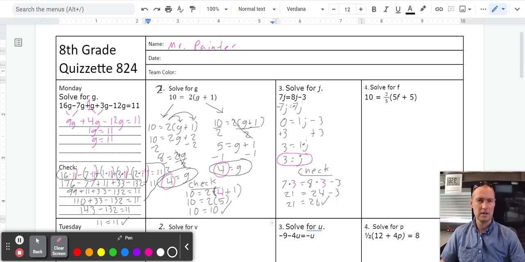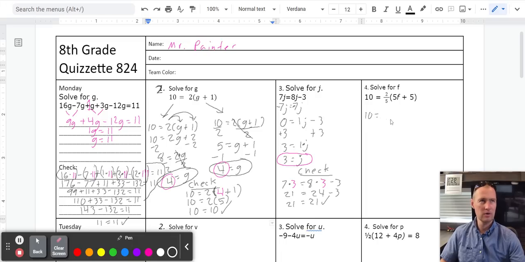All right, give you a couple more seconds to go ahead and finish copying that down. And getting into number 4. Number 4. Here we go. We got 10 equals 2 over 5, multiplied into the distributive property of 5f plus 5. Oh, boy. All right. Let's rewrite that.